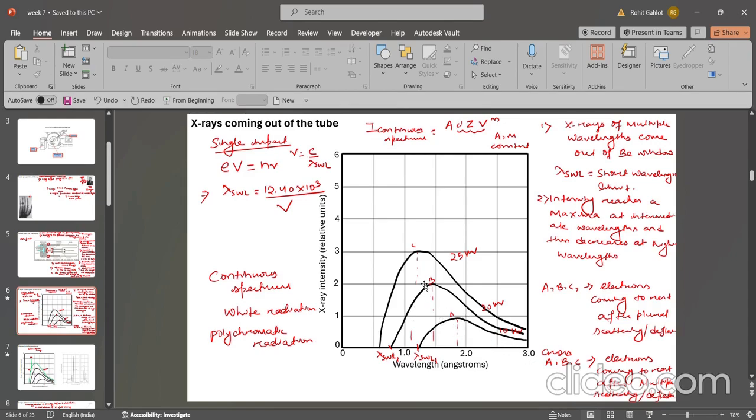As seen here, A, B, and C, the electrons come to rest after multiple scattering, or deceleration. Then this is the lambda SWL. After a single impact, if the electrons come to complete rest, this condition can be defined as eV is equal to h nu. eV is the energy of your electrons, and when it completely stops, it converts to photons of the maximum energy, which I have written as h nu. So from here we can define your lambda SWL as this.